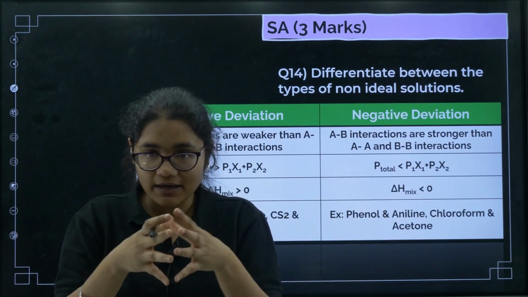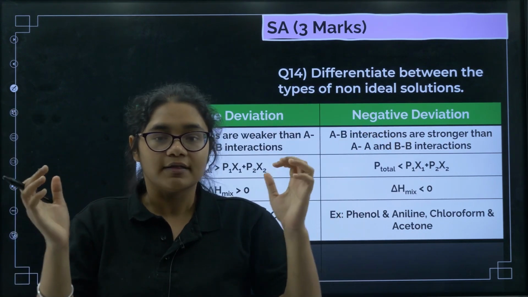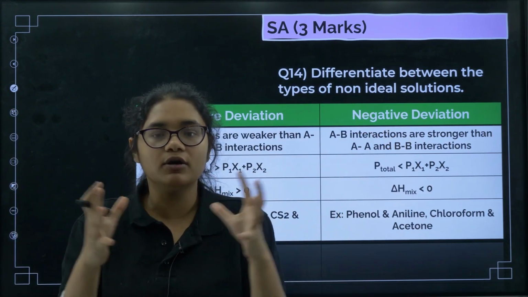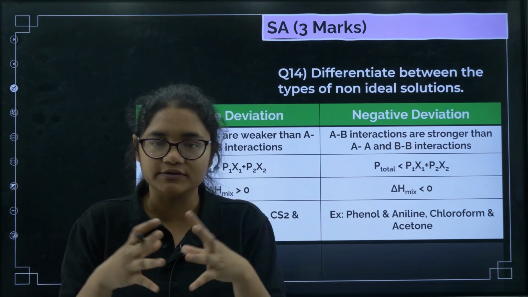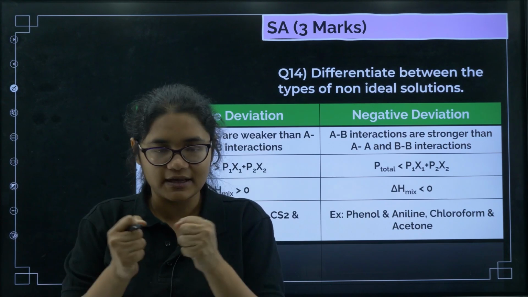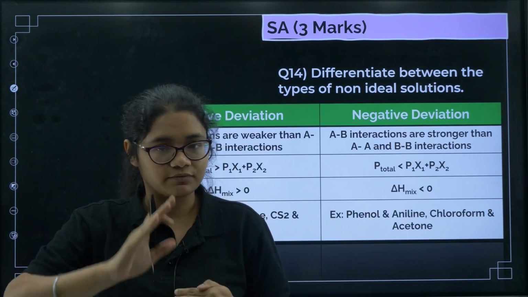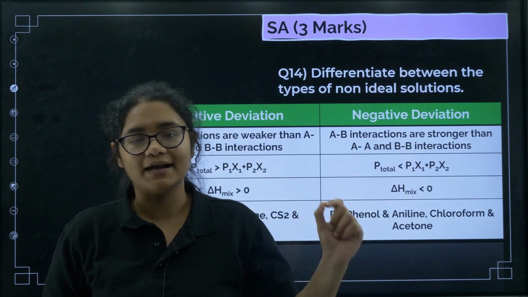So if this AB interaction is stronger than AA and BB interaction, means what? They will get more closer, the bond will increase more, the intermolecular forces will increase more, okay? Then they will not evaporate easily because their interactions has increased now. So what will happen? The vapor pressure will decrease, and that is why it is a negative deviation.